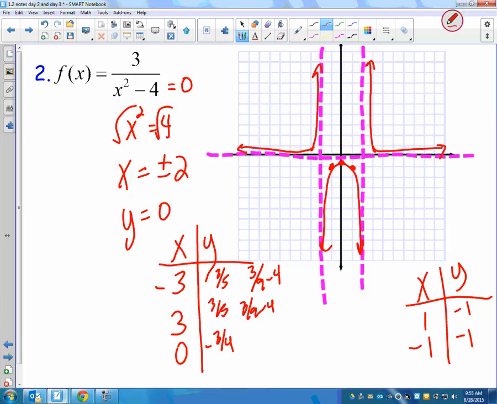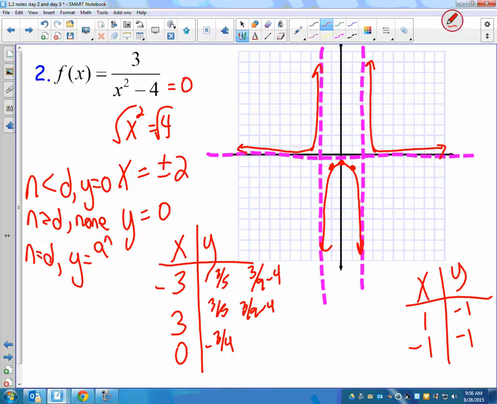Oh, yeah. If the numerator is less than the denominator, and what I mean by that is the degree, right? So like the exponent, then it's y equals 0. If the numerator degree is bigger than the denominator, then there's none, no horizontal asymptote. And if the numerator is equal to the denominator, that's where you have to take those leading coefficients. And so we wrote it like y equals a to the n over b to the m. But that's where you take the leading coefficients.